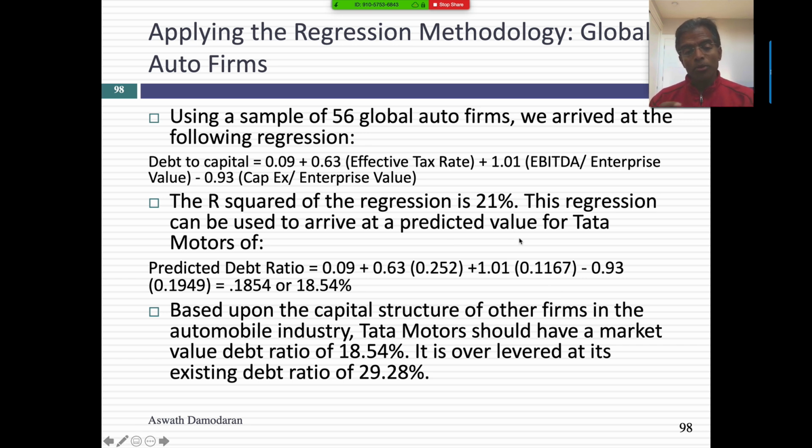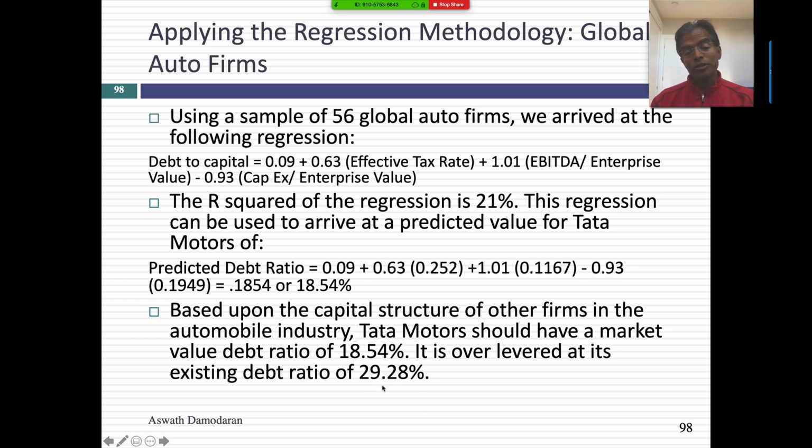It does mean that your predicted value is going to have a little noise in it, a range on it. But I can still plug in the numbers for Tata Motors into this regression. What I get as a predicted debt ratio is about 18.5%. What does that mean? Given how global automobile companies are setting debt ratios, I would expect Tata Motors' debt ratio to be 18.5%.